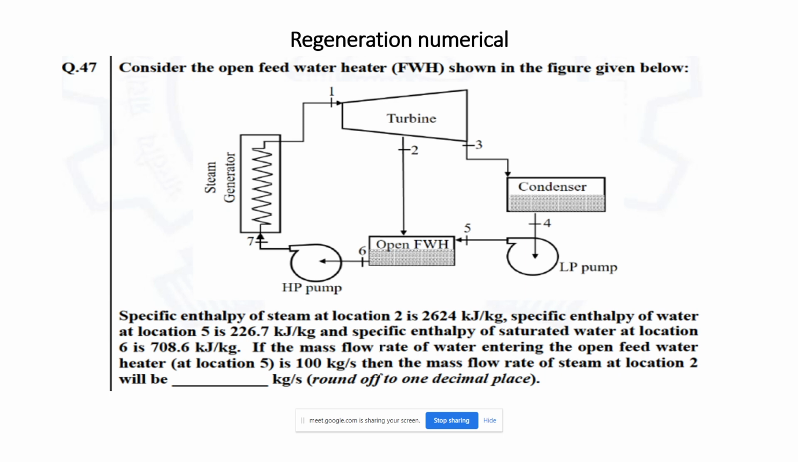Yes, sir. This is the open feed water heater problem. Everything is given, and what they have asked is the specific enthalpy at each point. They have given the specific enthalpy of steam at location 5, and the specific enthalpy of saturated water at location 6. If the mass flow rate of water entering the open feed water heater at location 5 is 100, they have asked the mass flow rate at location 2. Just apply the energy balance, you will get the answer.